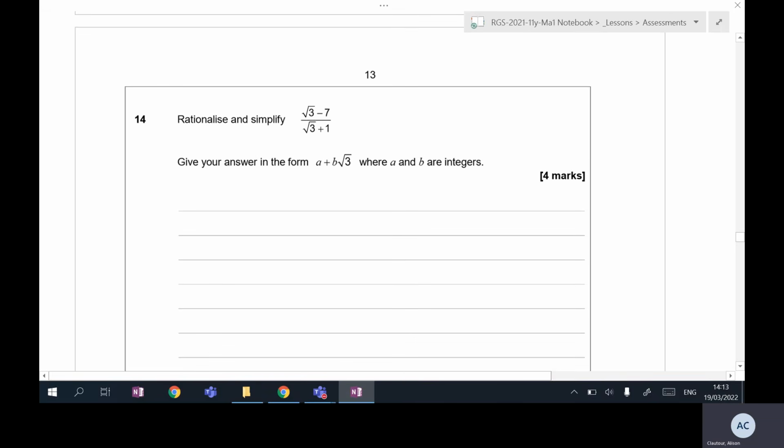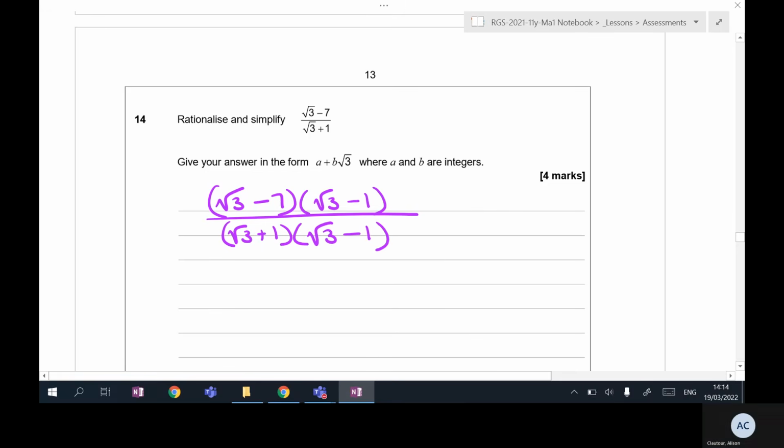So this is very similar to what you could have at GCSE. So we're rationalising. Okay, so when you're rationalising, you want to multiply by the denominator, but you need to change the sign in the middle. So root 3, take away 1. That means when you multiply it out, your thirds are going to disappear. So if we multiply at the top using FOIL, root 3 times root 3 is 3. Outsides, minus 1 times root 3 is minus root 3. Insides, minus 7 times root 3 is minus 7 root 3. And minus 7 times minus 1 is plus 7.